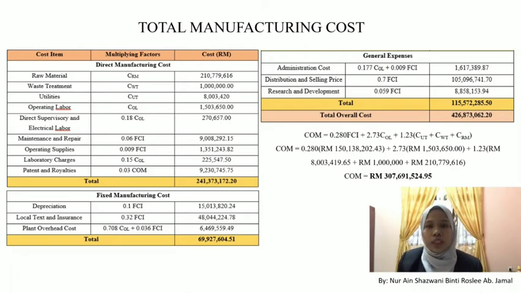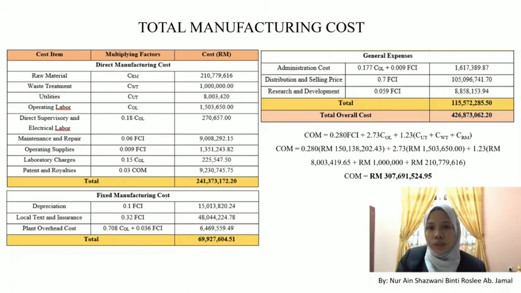The costs included in the direct manufacturing cost are the raw material, waste treatment, utilities, operating labor, direct supervisory and electrical labor, maintenance and repair, operating supplies, laboratory charge, and patent and royalties. Under the fixed manufacturing cost, there are depreciation cost, local tax and insurance, and plant overhead cost. While under the general expenses, there are administration cost, distribution and selling price, and also the research and development cost.